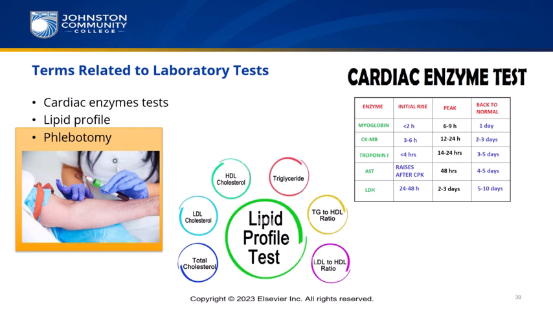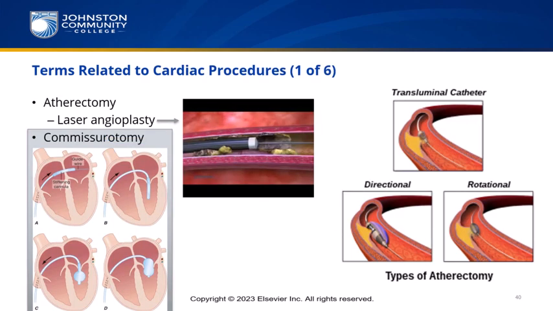Then we have phlebotomy. Remember, phlebo means vein. Tomy is our suffix for incision. This is an opening of a vein to withdraw a blood sample. It is also referred to as a venipuncture. Next, we're going to review some cardiac procedures.